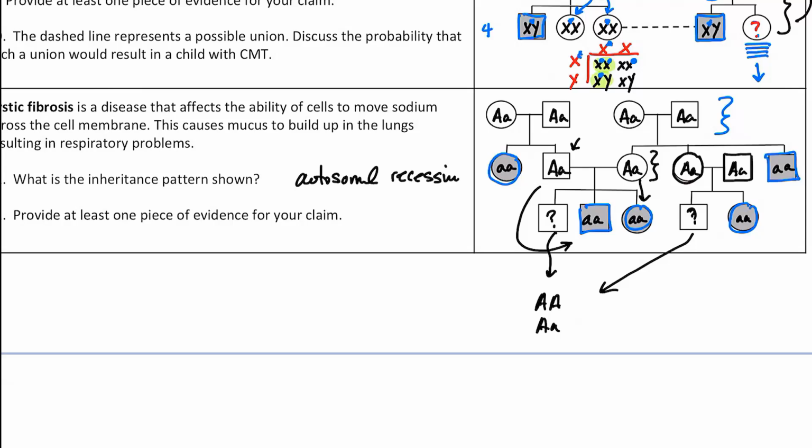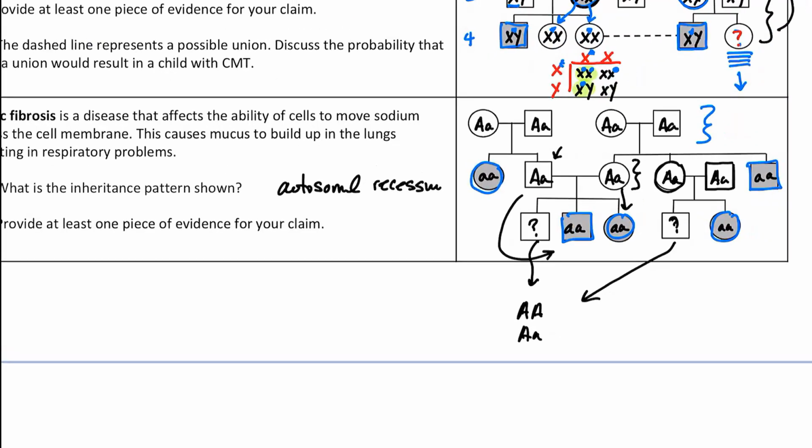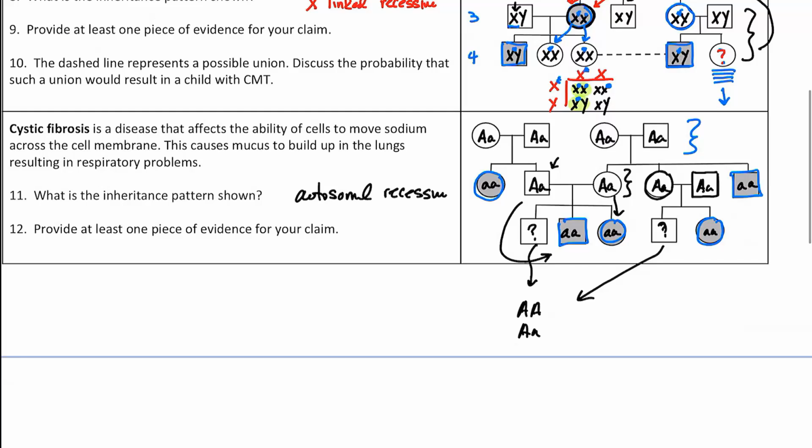Again, what made it jump out to me was skipping a generation. It's not always going to work that way, but it made a lot of sense once I started putting the genotypes in. And of course, what's your one piece of evidence? Both parents that do not have the disease must have at least one recessive or mutated allele to produce the offspring. All right. Okay, so I hope that helped, and good luck.